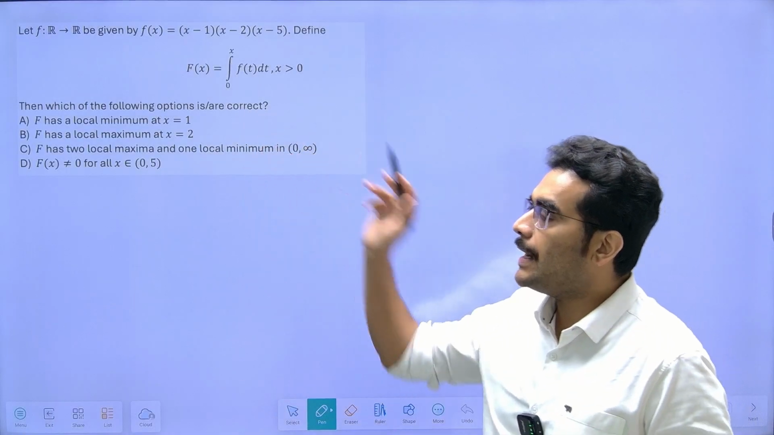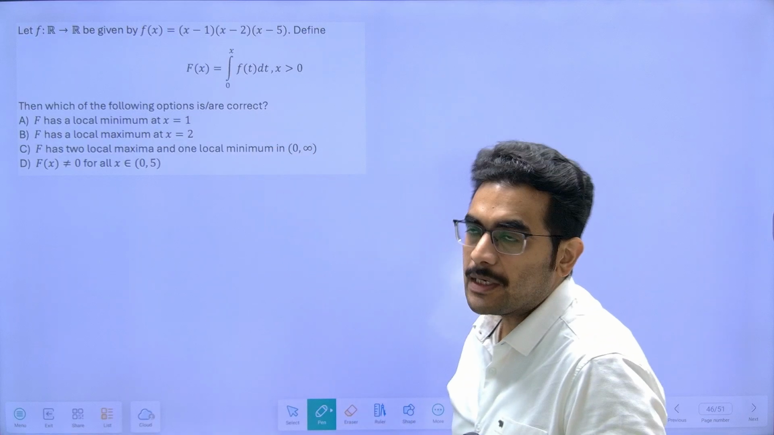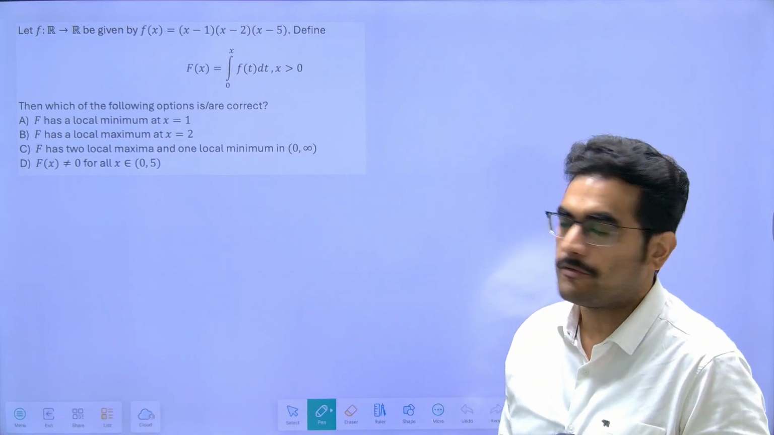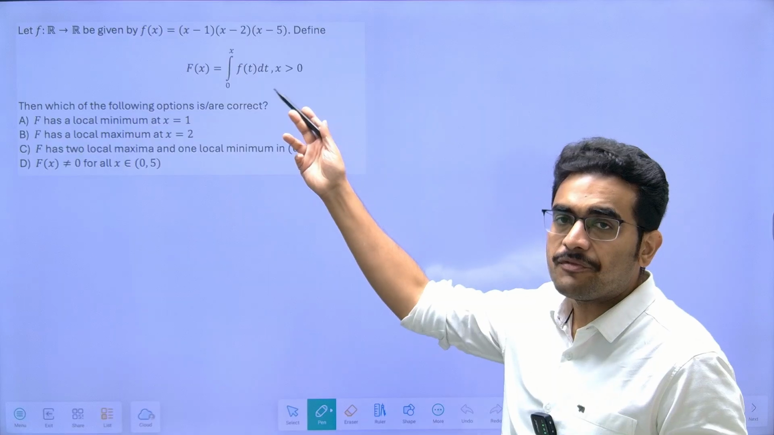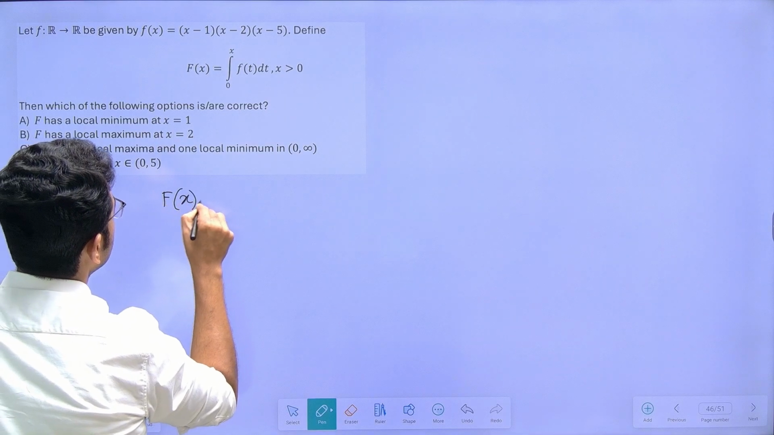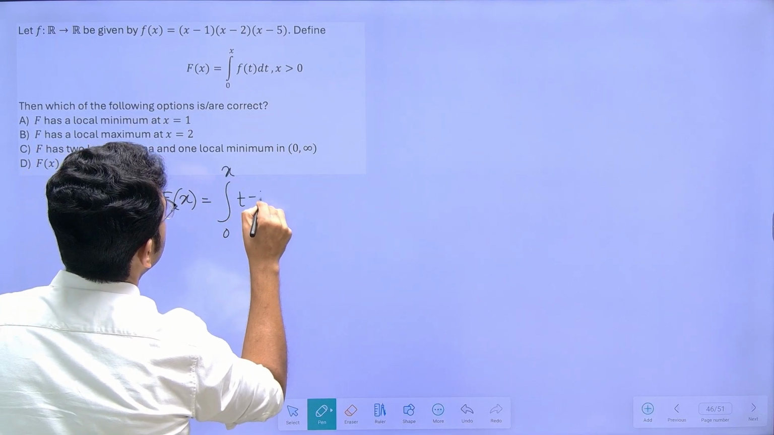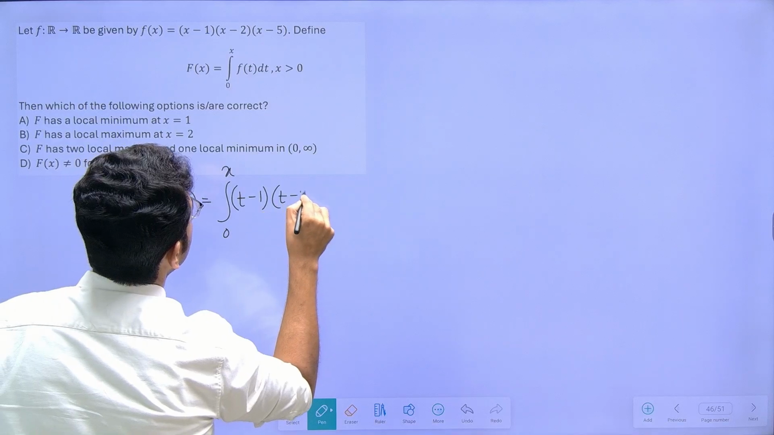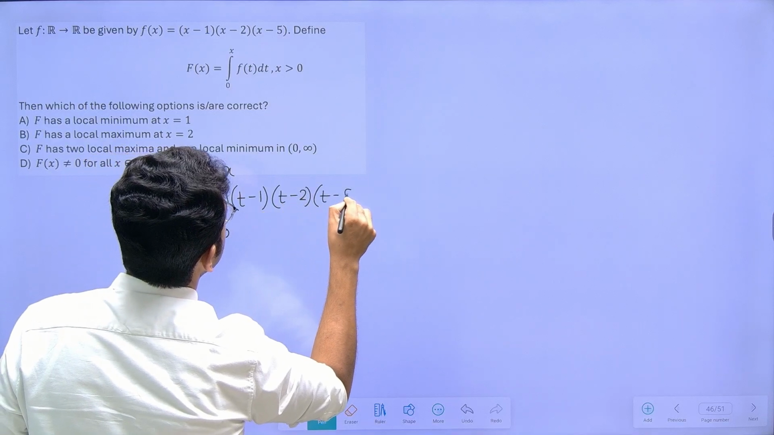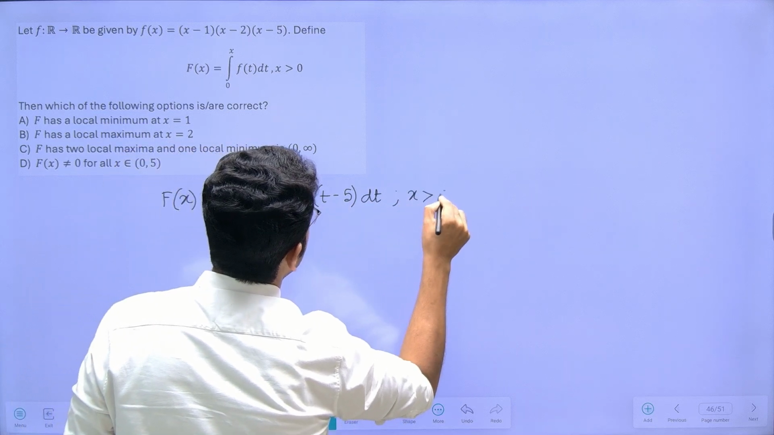It says let f: R to R be given by f(x) equal to a polynomial (x minus 1)(x minus 2)(x minus 5). And capital F(x), another function, is defined as the integral from 0 to x of f(t) dt, where x is greater than 0. So capital F(x) is the integral from 0 to x of f(t) dt, where f(t) is (t minus 1)(t minus 2)(t minus 5) dt. And the domain of the function is x greater than 0.